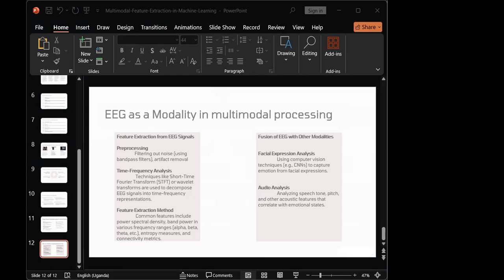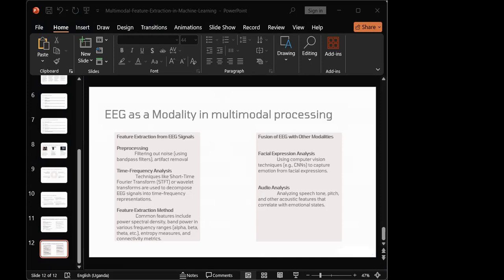Then we have fusion of EEG with other modalities like facial expression analysis, using computer vision techniques, taking photos and analyzing someone's facial expressions using videos. The machine is very important in that and helps us identify. Let me give an example: a teacher trying to know the mood of the students whenever they enter the classes, by setting a camera at the doorway and analyzing facial expressions, whether they're happy for the lecture or sad that day. So that helps a lot.